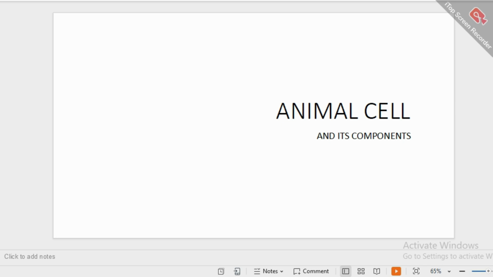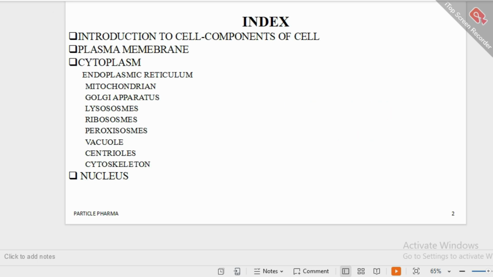In the previous session, I discussed briefly the term cell along with its size and function. In today's session, I will be discussing the cell along with its components: the plasma membrane which surrounds the cell, the cytoplasm which is present inside the cell, and the subcellular organelles which are suspended in the cytoplasm, along with the nucleus.